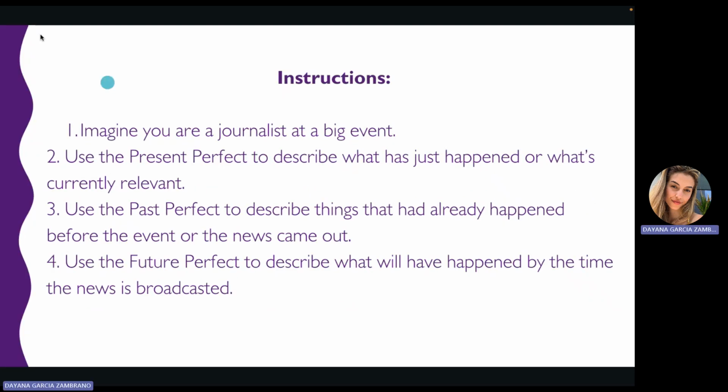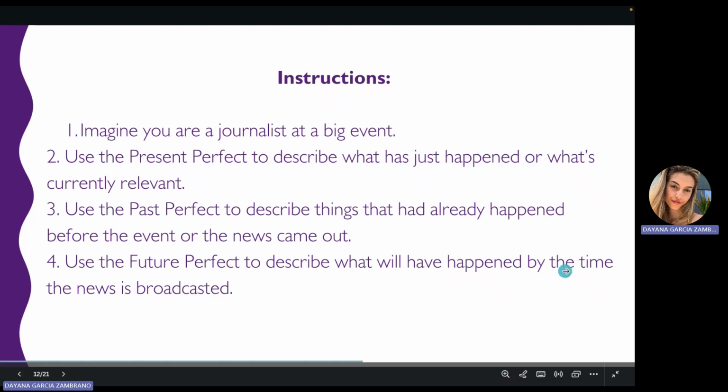After this activity, here are the structures for the last activity. First, they need to imagine they are a journalist at a big event. Second, use the present perfect to describe what has just happened or what's currently relevant. The third thing is to use the past perfect to describe things that had already happened before the event or before the news came out. And the fourth is to use the future perfect to describe what will have happened by the time the news is broadcast.